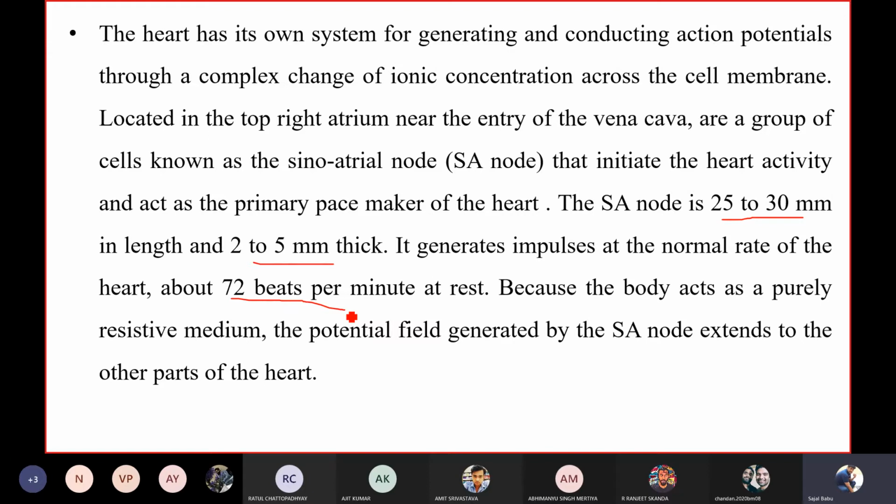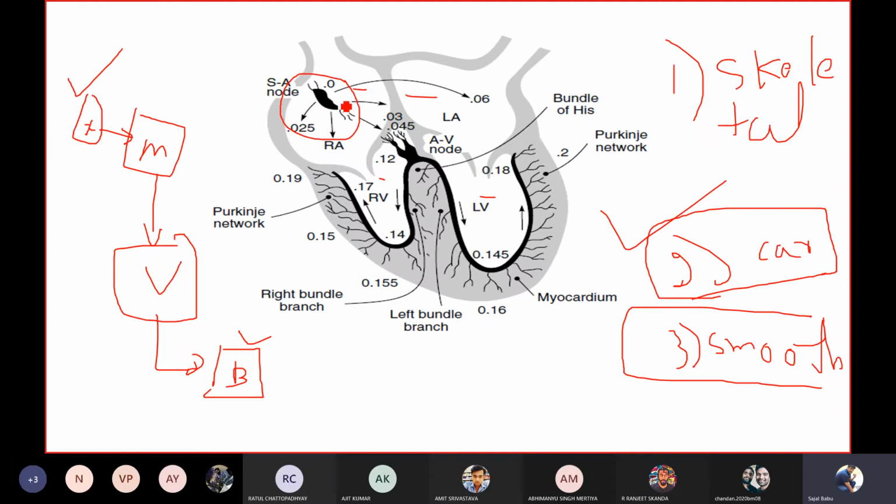And if you consider the location of the SA node, it will be located at the top right, near the entry of the vena cava. You can see here the SA node is present, this is my superior vena cava, and the inferior vena cava comes from here. It is positioned exactly at the top right side, at the place where the superior vena cava opens. This is its location.